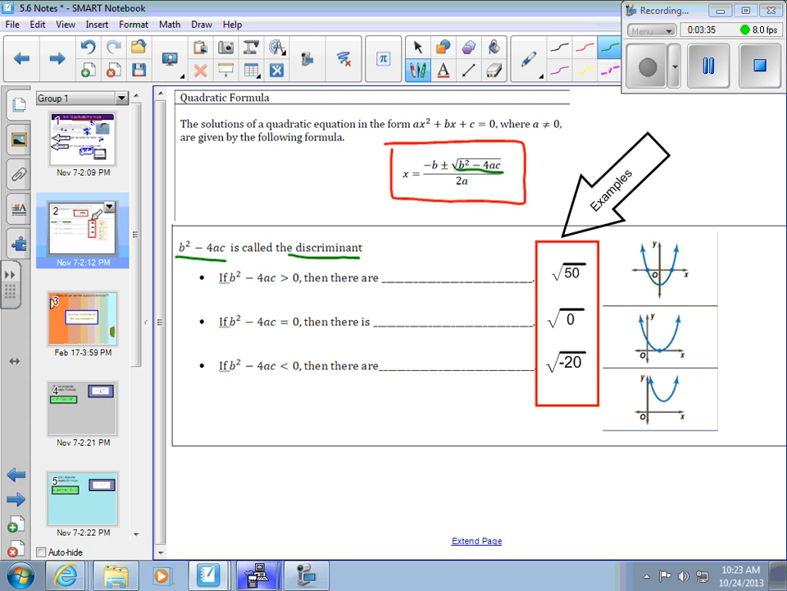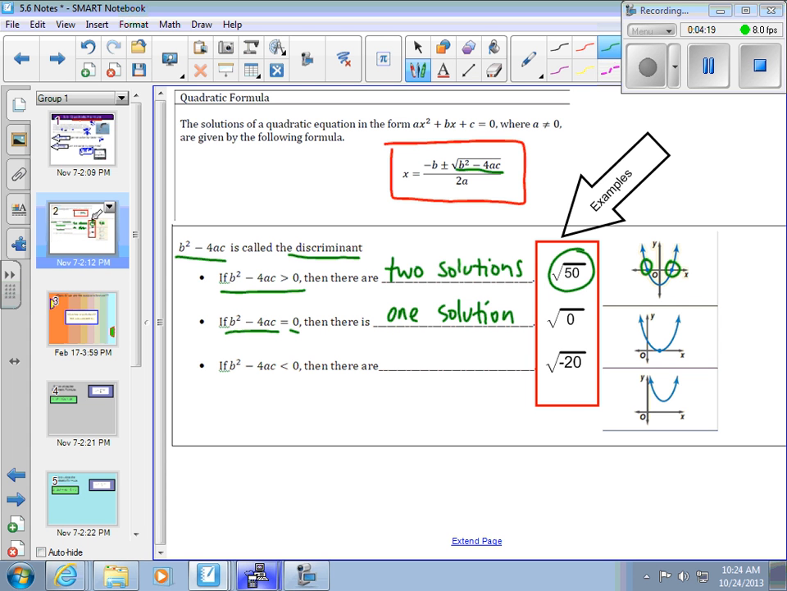Anytime you solve this part under the square root and you get a positive number, or any number greater than 0, then you are going to get 2 solutions. For example, maybe you put in your a, b, and c and ended up with the square root of 50. You would get a graph that would cross through and hit the x-axis 2 times, so you get 2 solutions. If your discriminant, the part under the square root, happens to equal exactly 0, which could happen, then you are going to get 1 solution.